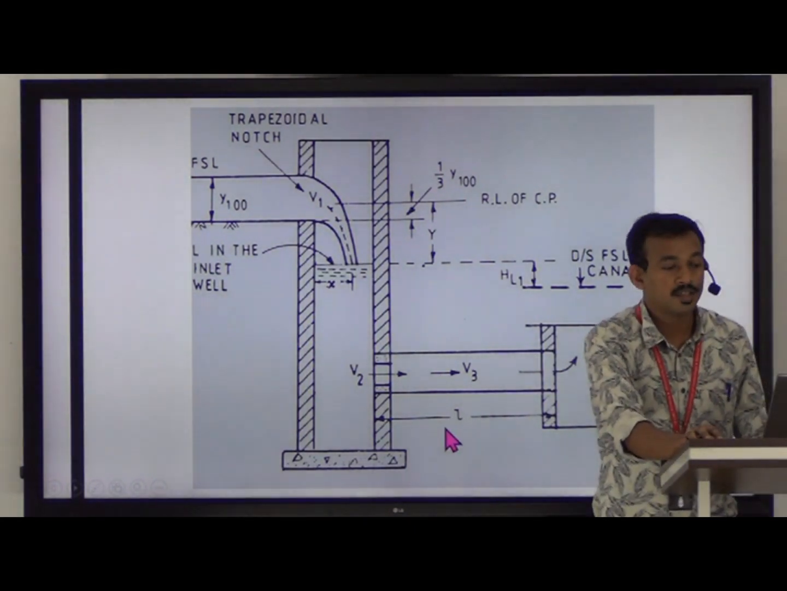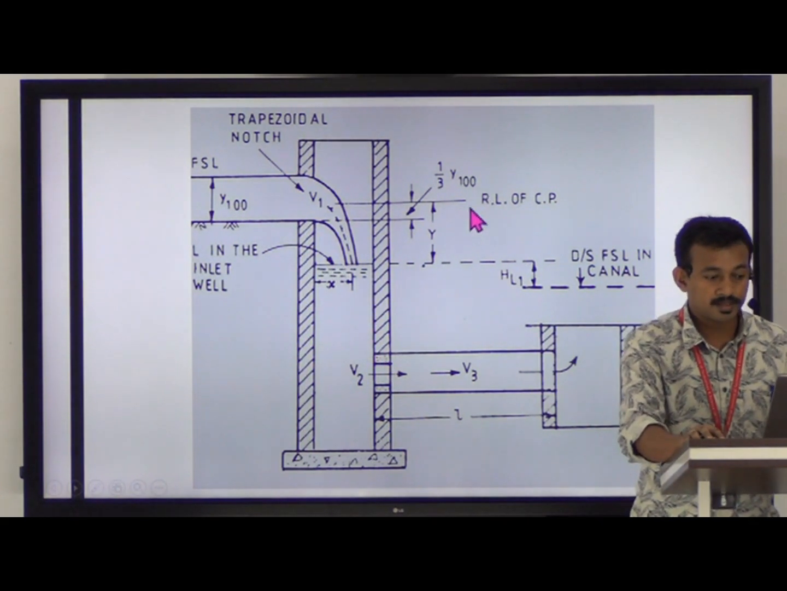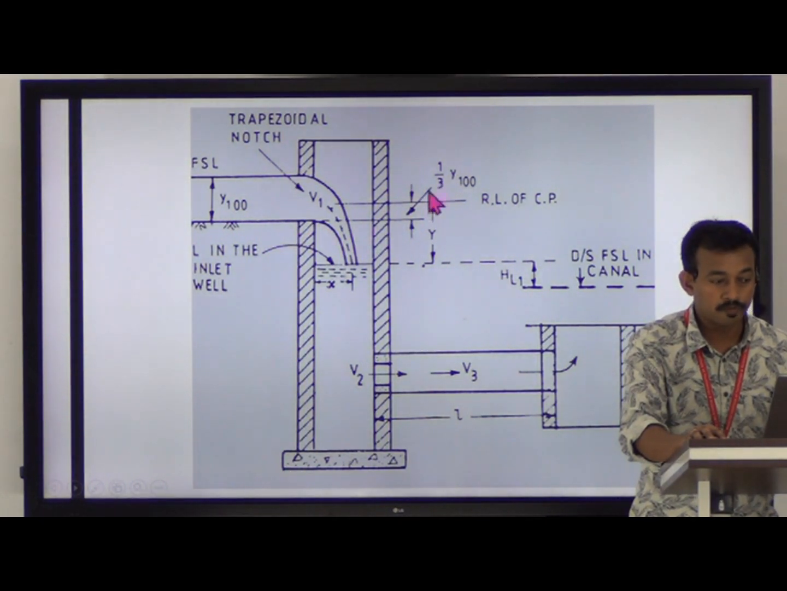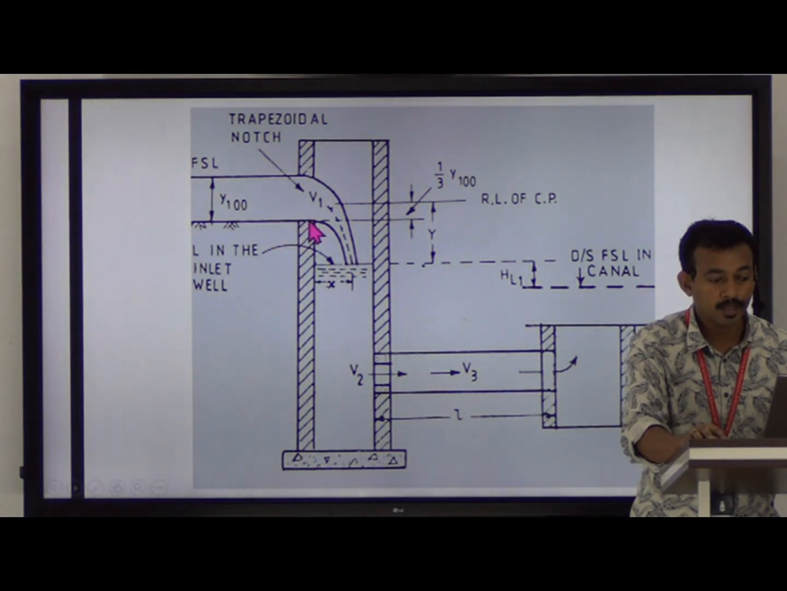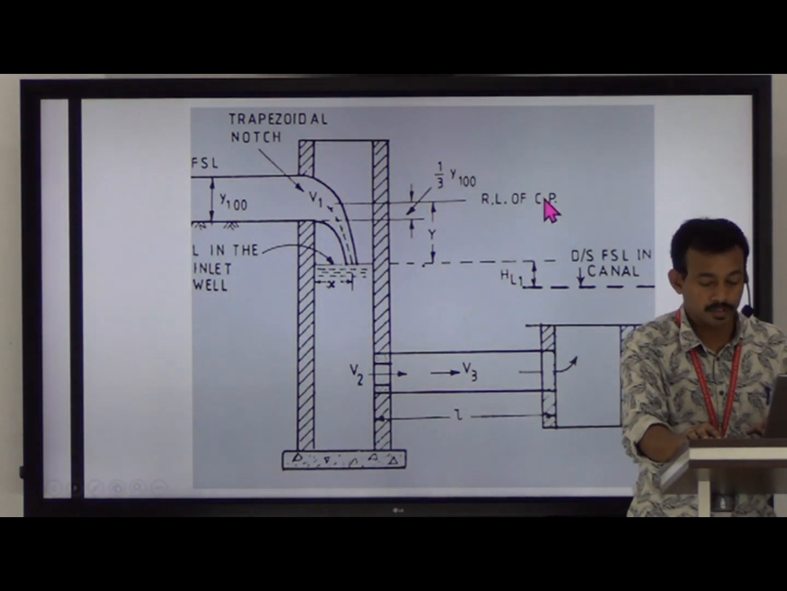What do you mean by the reduced level of center of water pressure? See, the center of pressure is located at a height of 1/3 of the full supply depth from the upstream canal bed level. So you know that this is the upstream canal bed level. From the upstream canal bed level, if you add 1/3 of the full supply depth, you will get the reduced level of center of pressure.